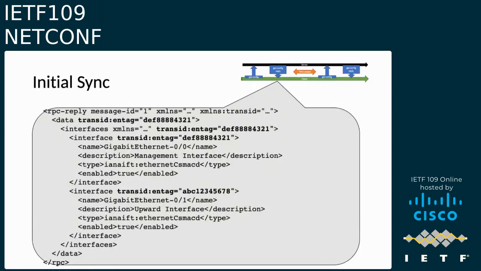And this is what the reply might look like. Here the server has decorated the reply with these transaction tag values. You can see this on various containers. On the top level, data, which is for the entire data store, the global transaction ID for the data store is def888. Whereas for interfaces, the whole interfaces container, it's def888. And for a particular interface here, gigabit ethernet 00, it's def888. But another interface, gigabit ethernet 01, has an older tag called ABC123. So this is how the server would decorate the replies with these tags for the areas of the response where it was requested by the client earlier in the filter. Next, please.